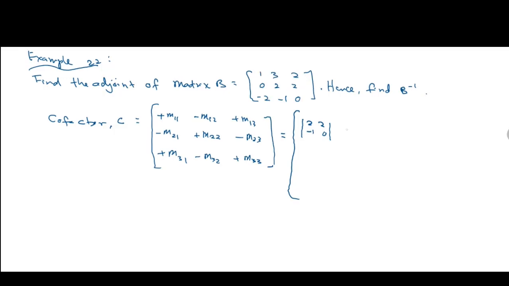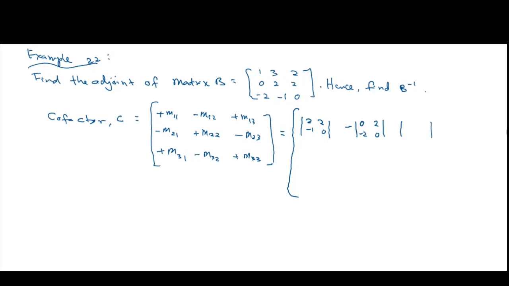The second one will be negative, and we will delete the first row, second column. So it will be 0, 2, negative 2, 0. The third one will be positive. We are going to delete the first row, third column. So the minor here is 0, 2, negative 2, negative 1.